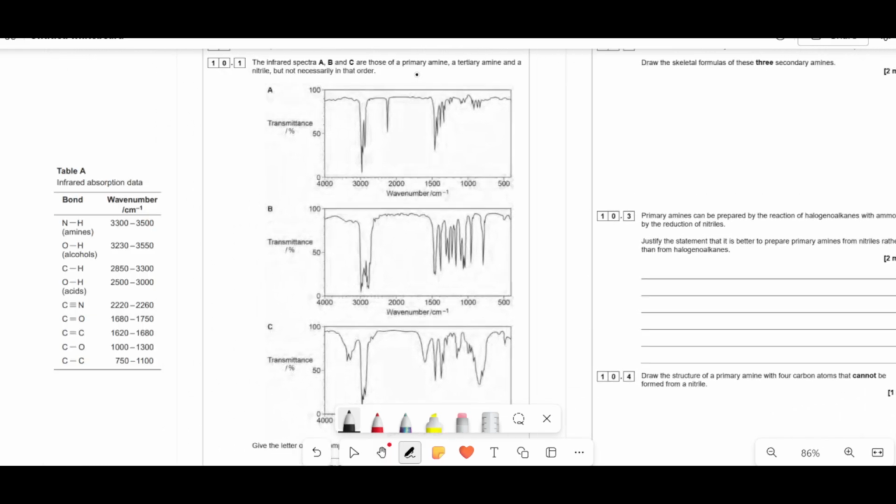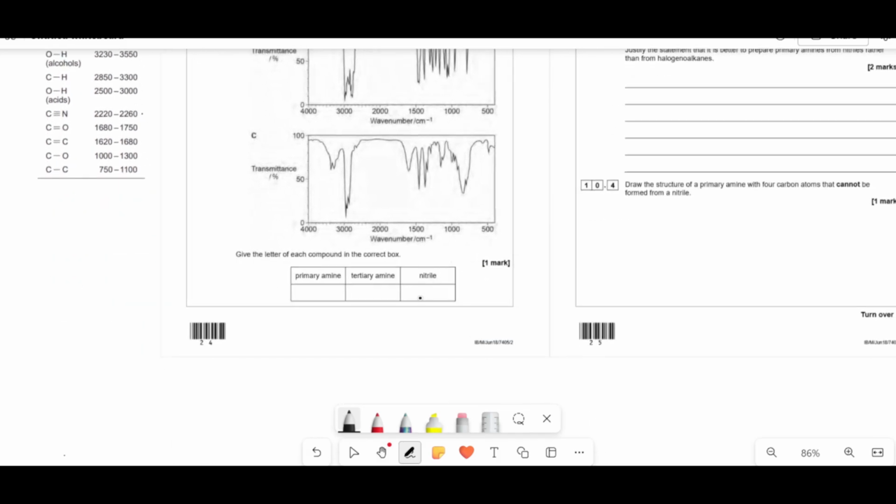So they've said again that there's a primary amine, a tertiary amine, and a nitrile, right? So one of them's a nitrile, and we're going to get that one first. The nitrile peak is at 2220 to 2260. So we need to figure out which one that is. We look through this and see if we can find a peak here. We can see that there's one at about 2200, so maybe this one, possibly. Here there isn't one, and here there isn't one. So that actually has to be the nitrile. So we know that nitrile is A.